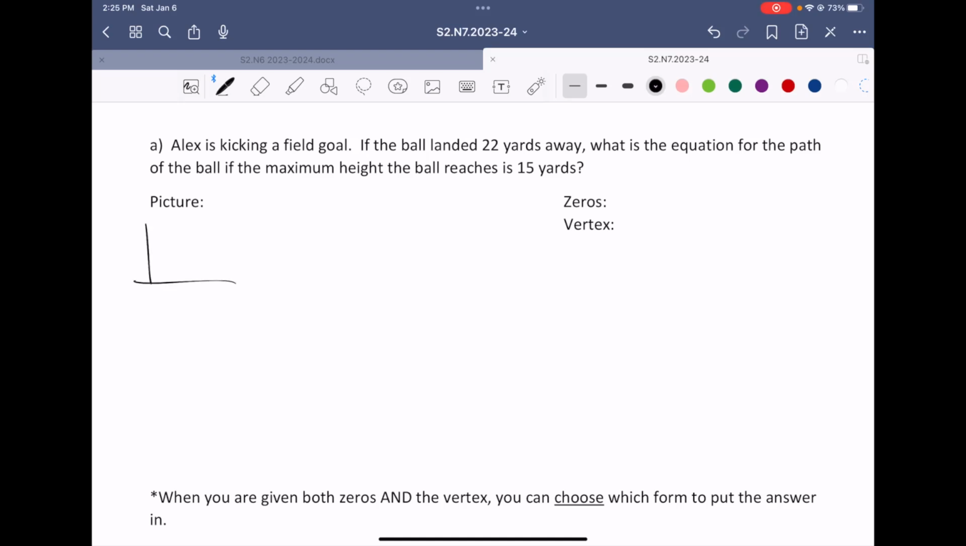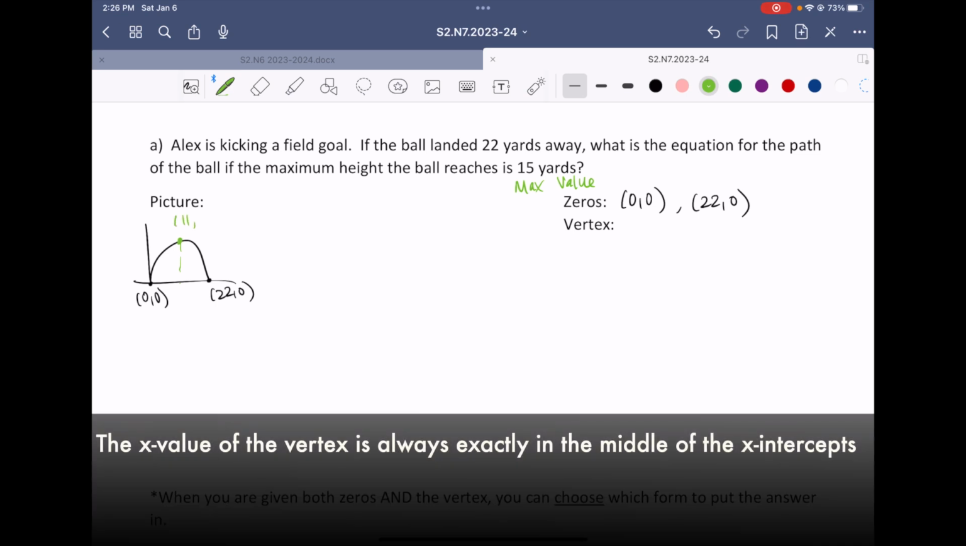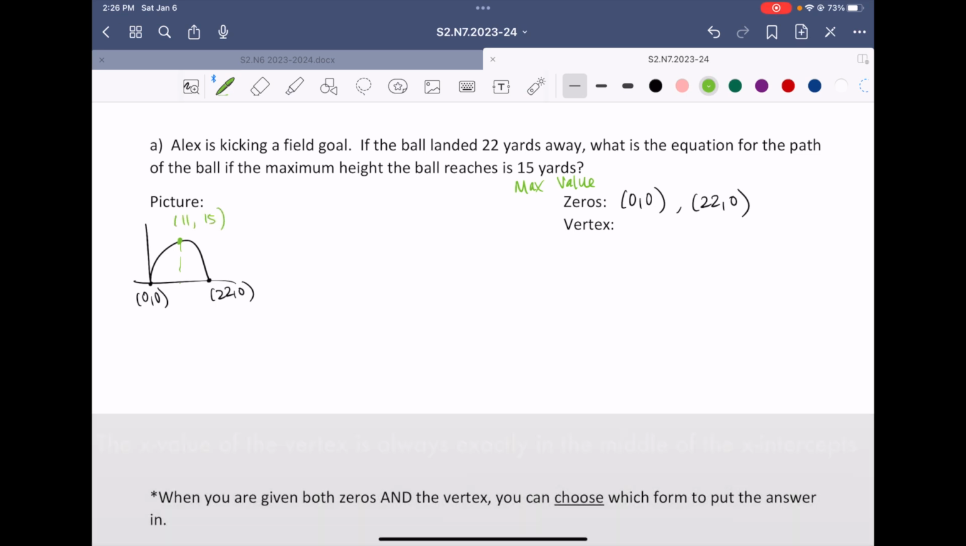So I start by drawing a picture. Alex is here, kicking a ball, coming back up. It's a great parabola. What do we know? Starts at 0, 0. I'm assuming kicking off the ground, so one of our zeros will be at 0, 0. The ball lands 22 yards away, so that's going to be your next x-intercept. And it reaches its maximum height of 15 yards. That's the maximum value. And the maximum value happens at the vertex. Well, the vertex is halfway between those 2 points, so the x-coordinate would be 11. The y-coordinate would be 15.